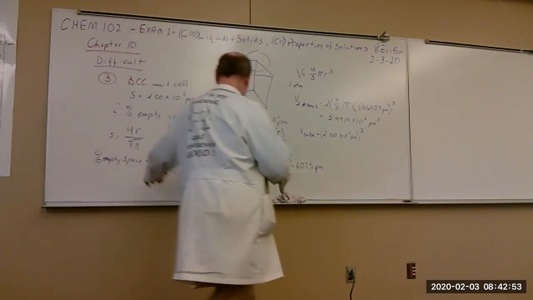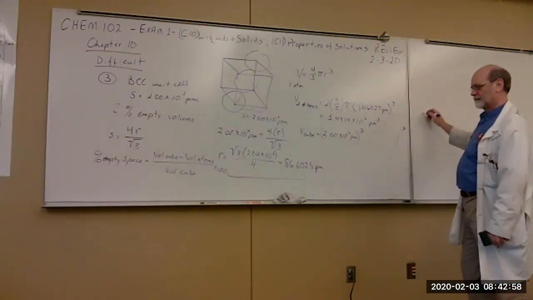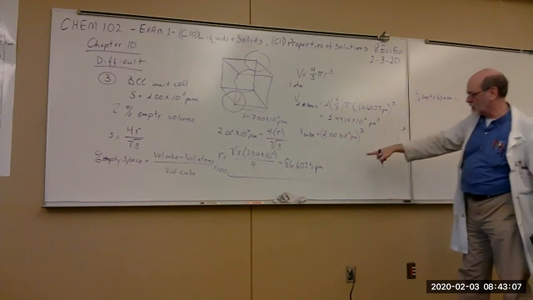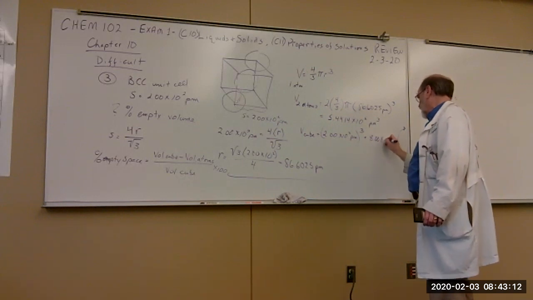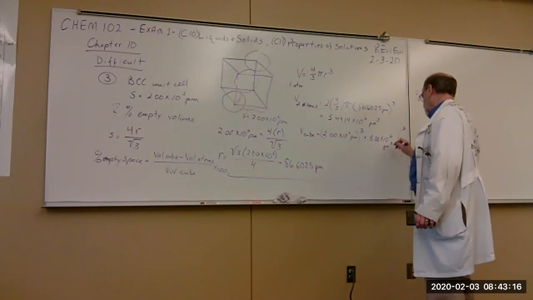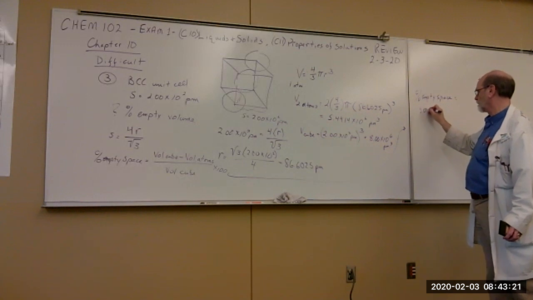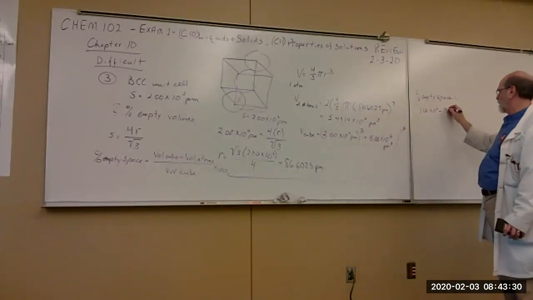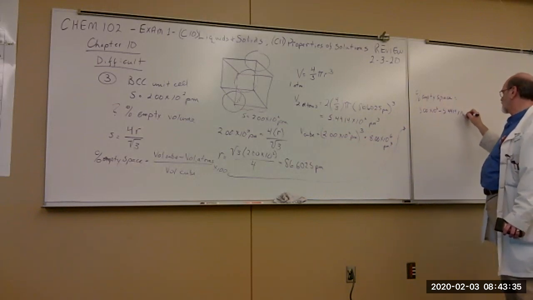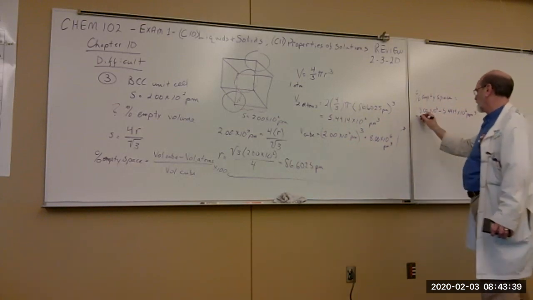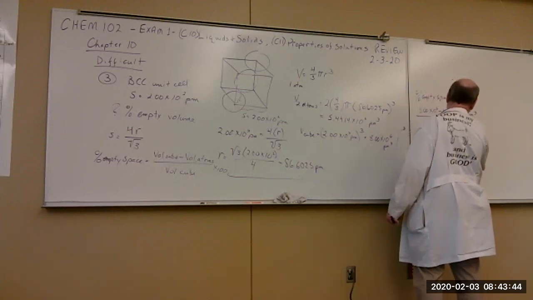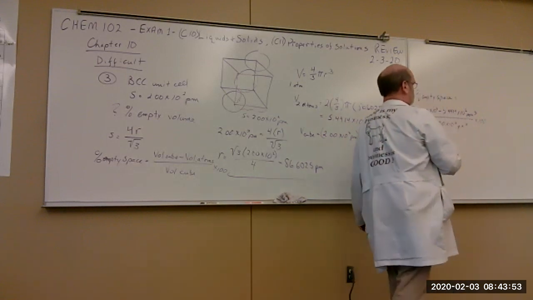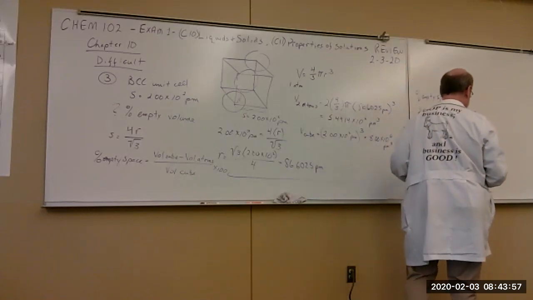Okay, so to complete this, let's see. So percent empty space, the volume of the cube, I didn't write it down, 8 times 10 to the 6th cubic picometers, minus 5.4414 times 10 to the sixth. And this is cubic meters. Then divided by the total, times 100. Okay, right, so these cancel, right? That's why it's a dimensionless number. So cubics cancel. But it does give us a percentage value.